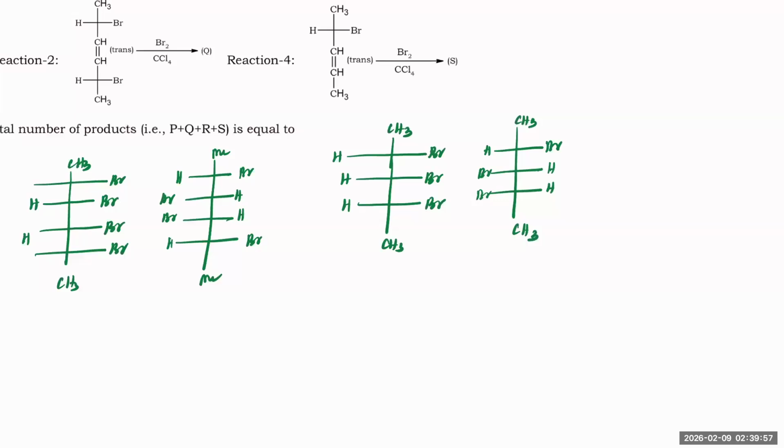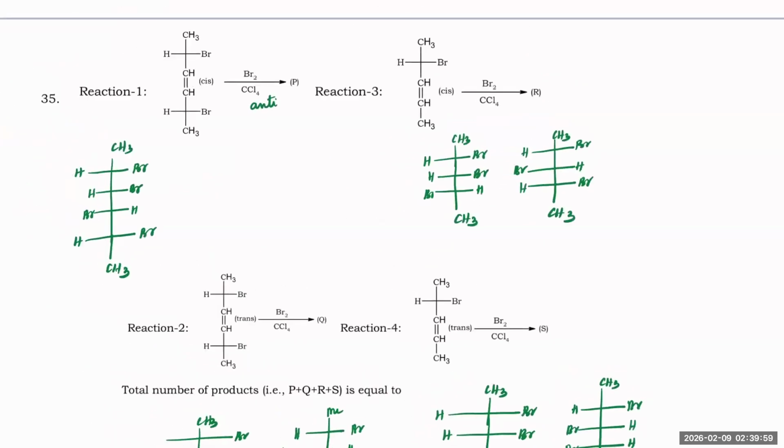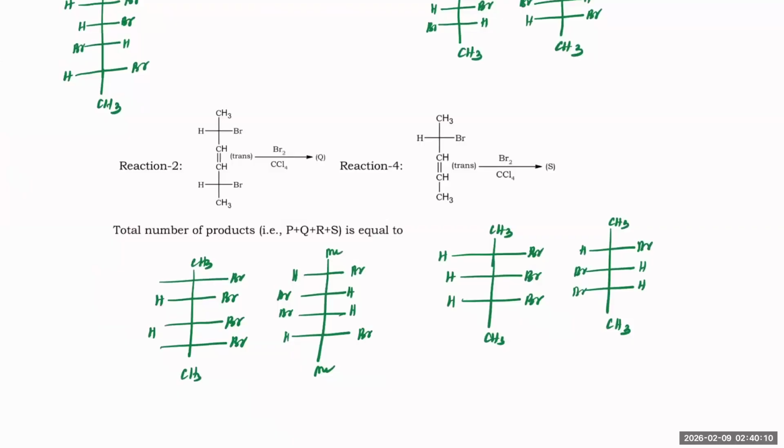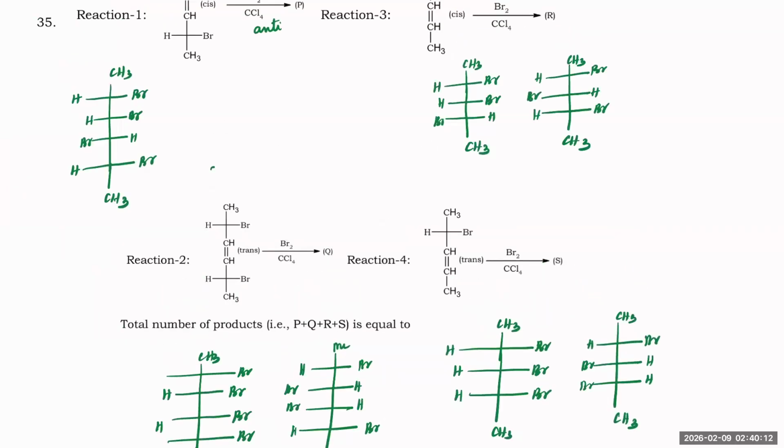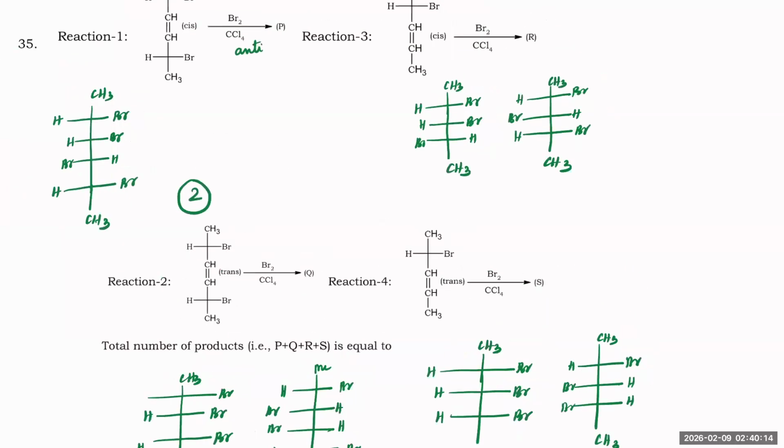Right. So let's come back to this one. Check. In the first case, whether you keep Br on the left and then Br on the right, both of them will be optically active only. Both of them will be optically active. And they'll be two different products. So I can write two different products here.